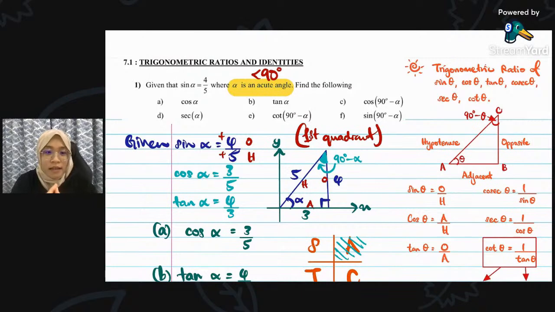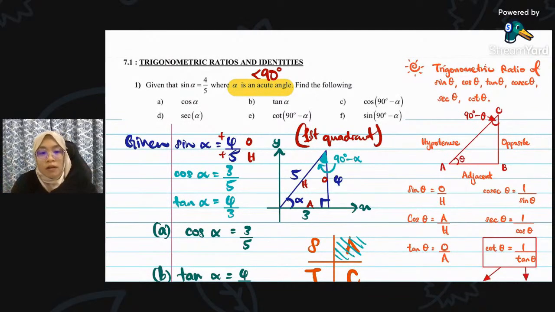Question number 1, 7.1 trigonometric identities and ratios. So for the first one, given that sine alpha is equal to 4 over 5, where alpha is an acute angle, find the following. So here we go. Question A, find the cos alpha.